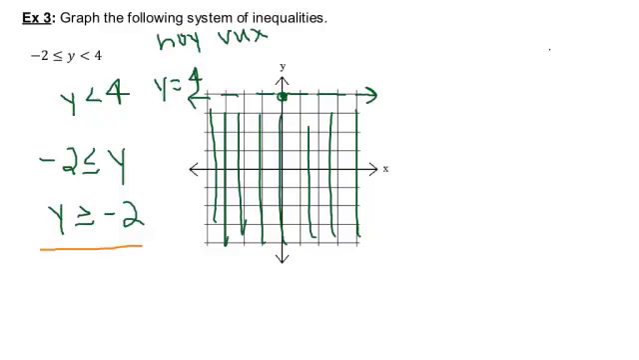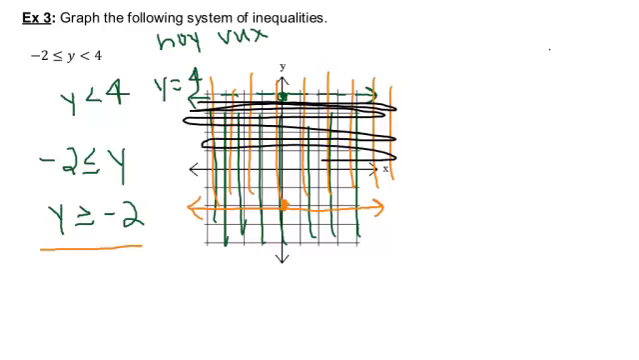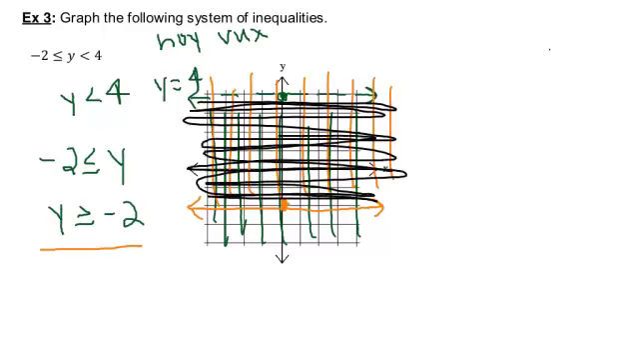Our second inequality, y is greater than or equal to negative 2. Again, it's going to be a horizontal line because it's y equals. So we're going to go down to negative 2, and it's or equal to, so it's going to be a solid line, and it's greater than or equal to, so we're going to shade above. So again, our solution area is going to be the area between these two horizontal lines. So our black shaded region is where our solutions will be at.